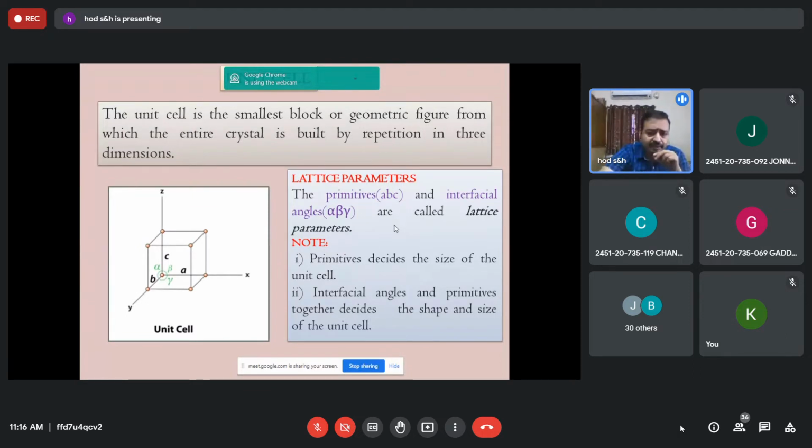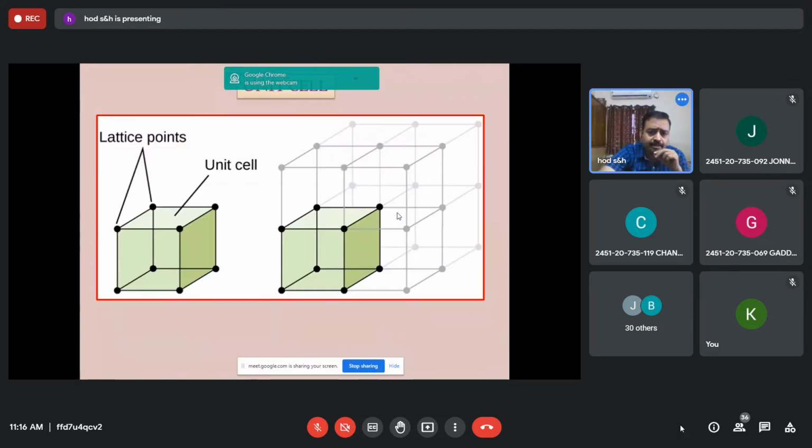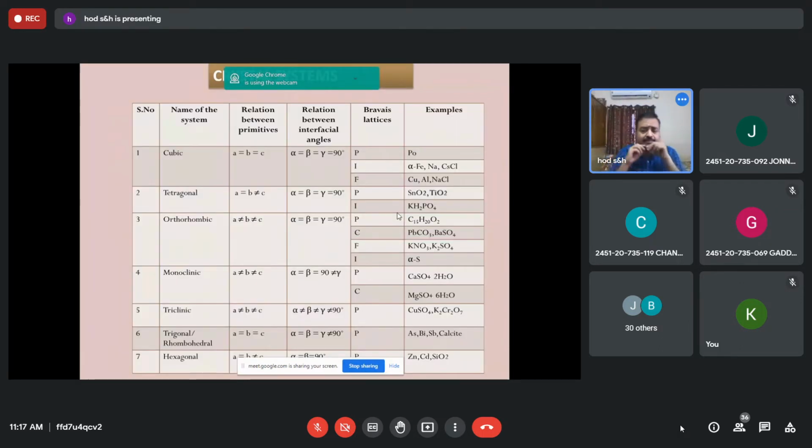And the unit cell is the fundamental geometrical pattern which, on translational repetition, will give you the actual crystal structure. So these are certain examples. And coming to the essay questions, the 7 crystal systems. The 7 crystal systems are given in this table.